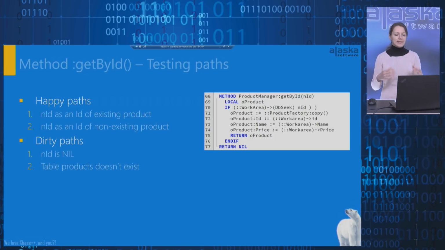Here we have listed some testing paths again. But the scenario when the input parameter is nil was not taken into account. One more gap in my code I have to take care of. So let's look at the integration test.